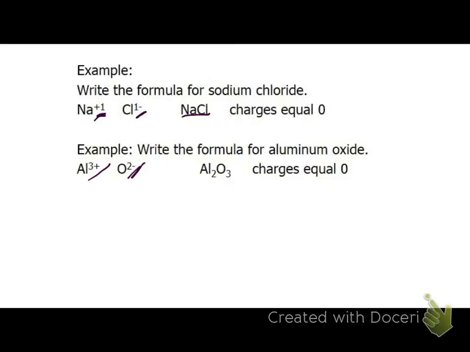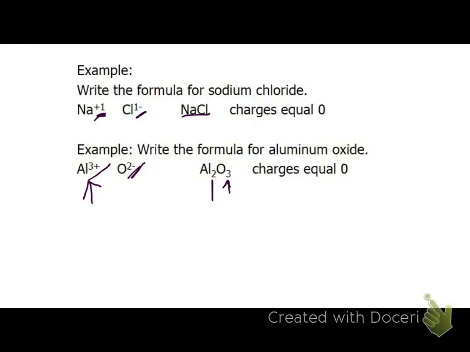So if I can get aluminum to be a plus 6 and oxygen to be a negative 6, their charges will balance out. So I look at aluminum and I say, what times plus 3 would give me a plus 6? And we see that it's 2. So we would say Al2. And then I look at oxygen and say, what times negative 2 would give me a negative 6? And that would be 3. So now I would need 3 oxygen and 2 aluminum. So that would be my formula, and my charges would now equal 0.